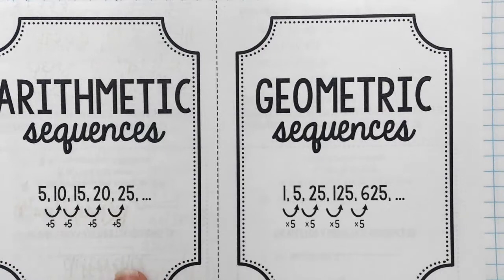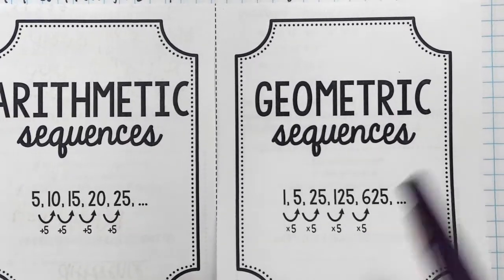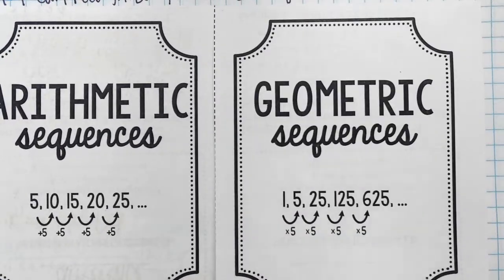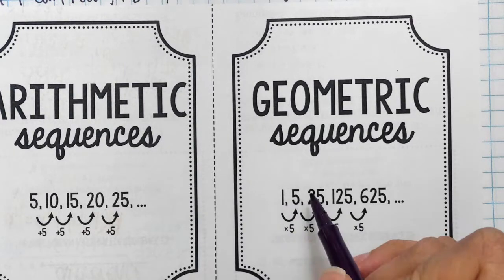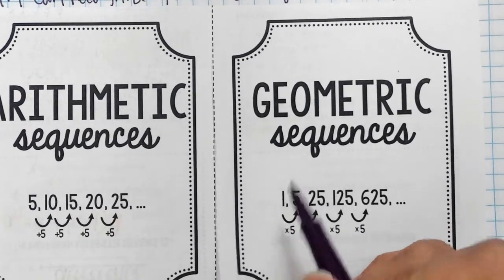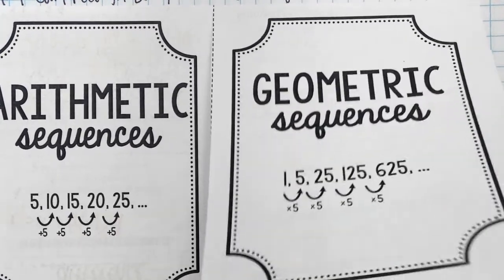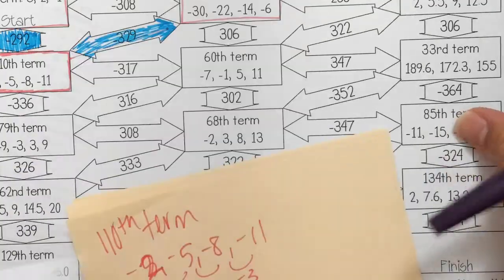Arithmetic sequences yesterday, we were adding or subtracting. Geometric sequences, what do you think we're going to be doing? Multiplying or dividing. Take a point. So what you do is you take your second term and divide it by the first term, or your third term and divide it by the second term. You can take any of your terms and divide them by the previous one, and that's going to get you your common ratio. Yesterday we had a common difference. Today we have a common ratio because it is multiplication and division.